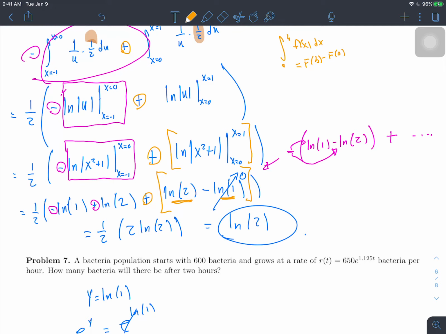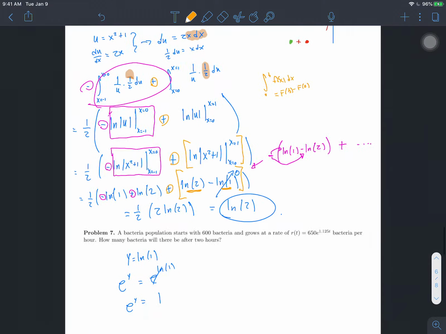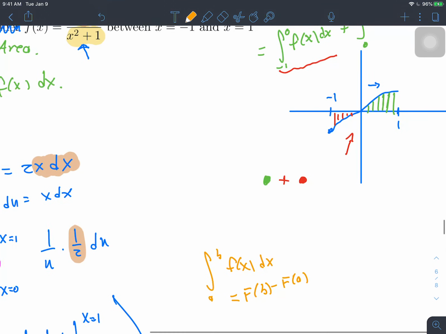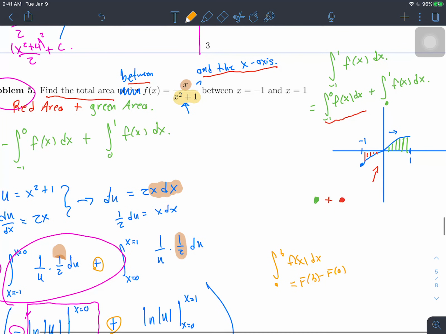Did you guys think that was a hard problem? I thought it was somewhat challenging. I think the main challenge really was in looking at this function f of x and realizing that some of it lies beneath the x-axis, and so we have to be very careful about what happens here.